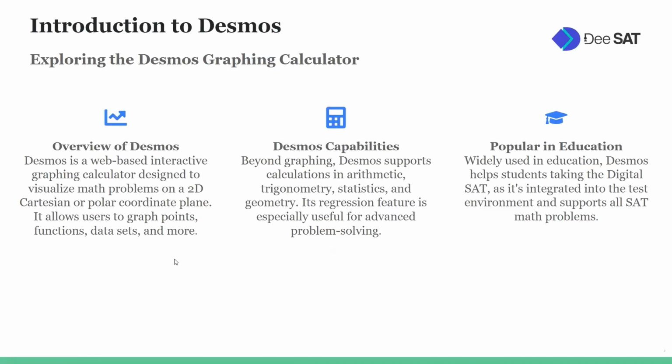Let me introduce you to DESMOS. It's an online graphing calculator that allows you to graph points, lines, curves, and even data sets on a coordinate plane. Imagine drawing your equations and seeing how they behave in real time. Desmos does exactly that. But wait, there is more. It doesn't stop at graphing. It also supports arithmetic, geometry, statistics, trigonometry, and even more. So whether you are solving equations or analyzing data trends, Desmos has your back.